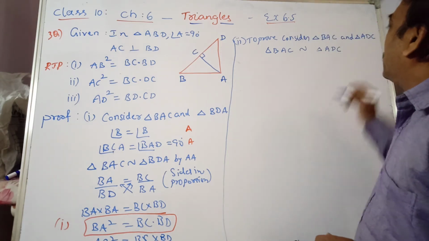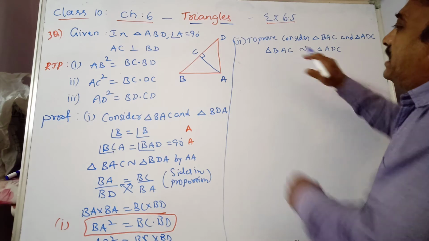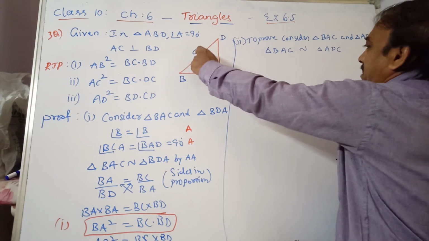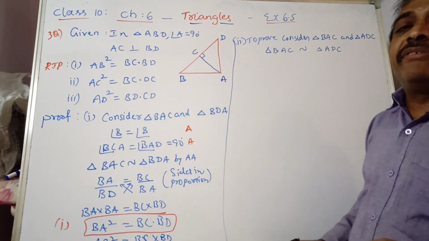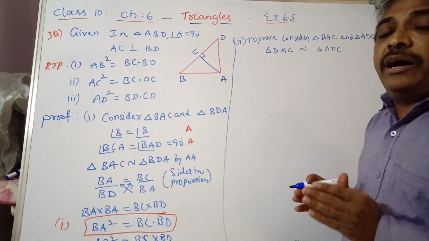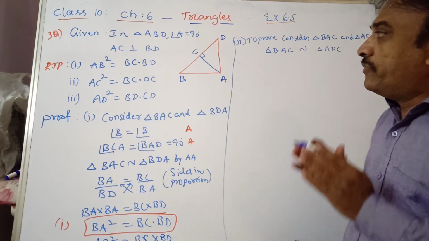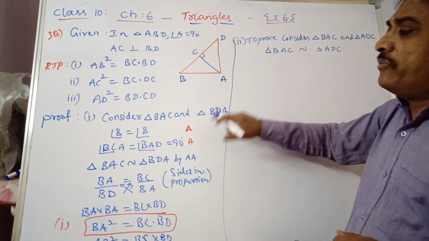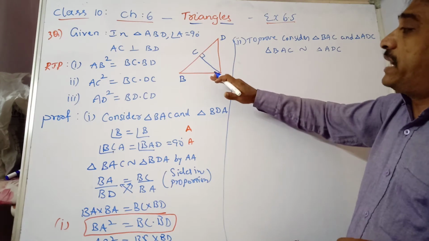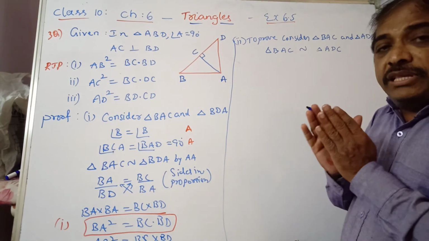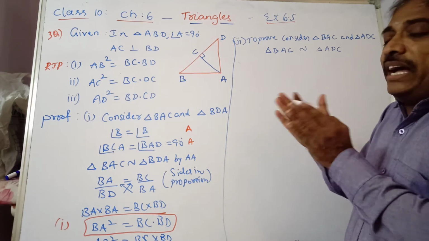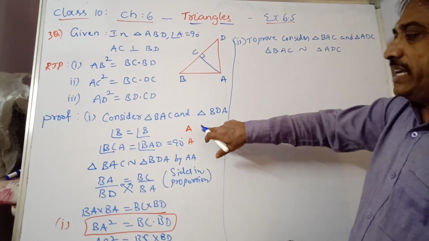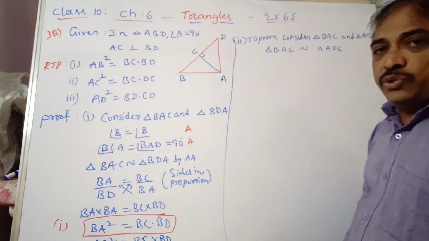Once these triangles BAC and ADC are similar, the 6.7 theorem says: if you draw a perpendicular in the right triangle from the right angle to the hypotenuse, that line makes either side triangles similar to the whole triangle, and they are similar to each other. Here you need not write even this part, directly you can use the statement.